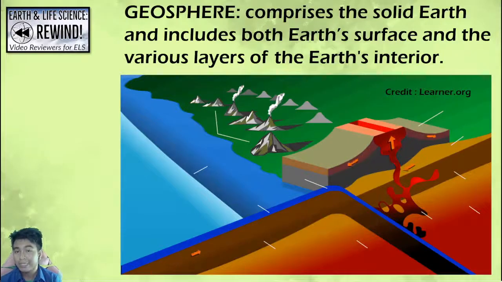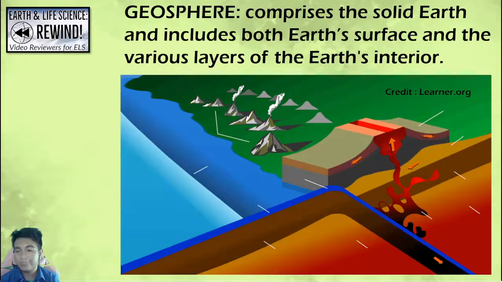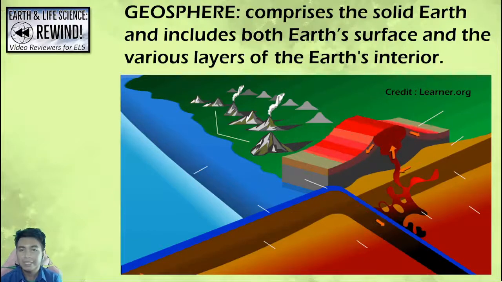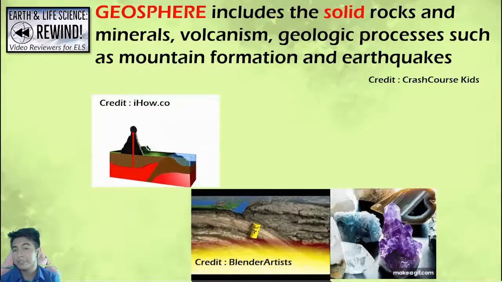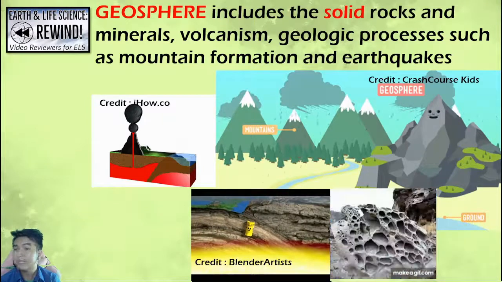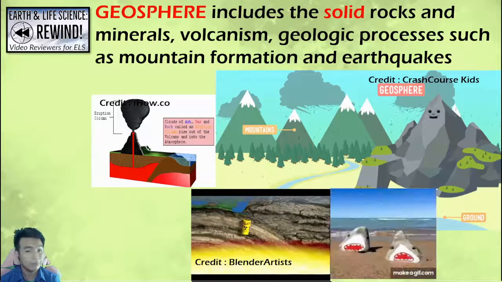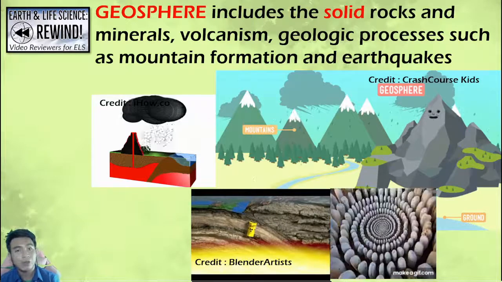Let us begin with the geosphere. It comprises the solid Earth and includes both Earth's surface and various layers of the Earth's interior. Not only the crust, but also below the crust, which is the asthenosphere, is part of the geosphere. Geosphere includes the solid rocks, minerals, volcanism, geologic processes, and even mountain formation and earthquakes. Everything that has something to do with the rocks and the Earth's crust is part of the geosphere.